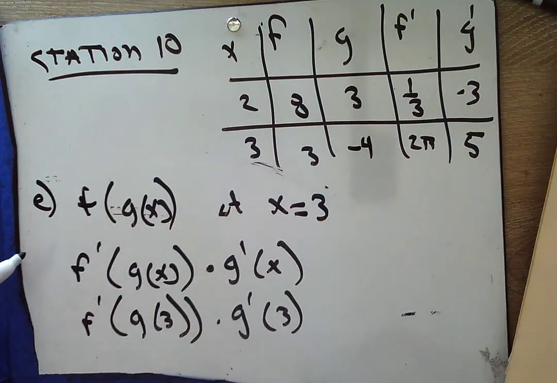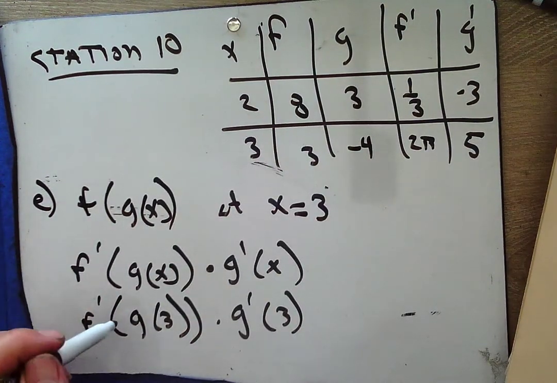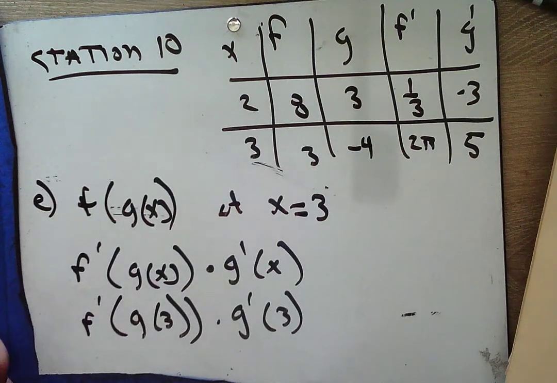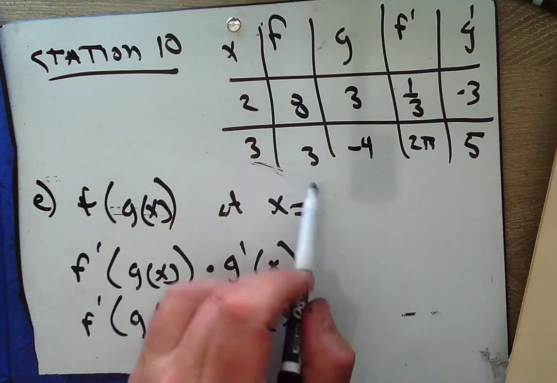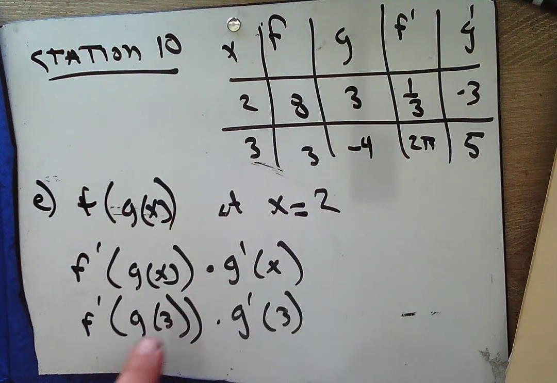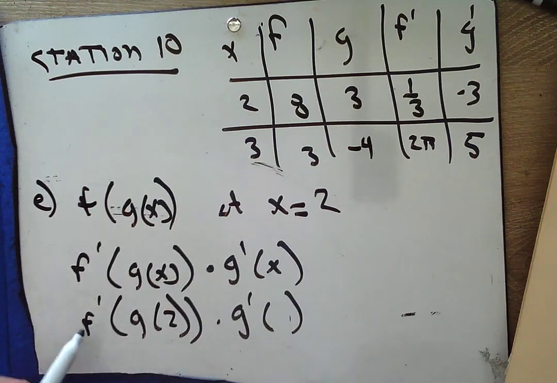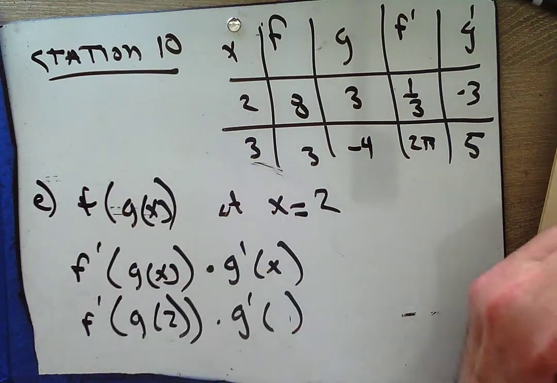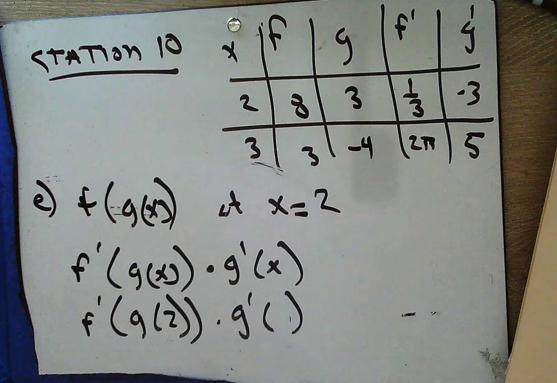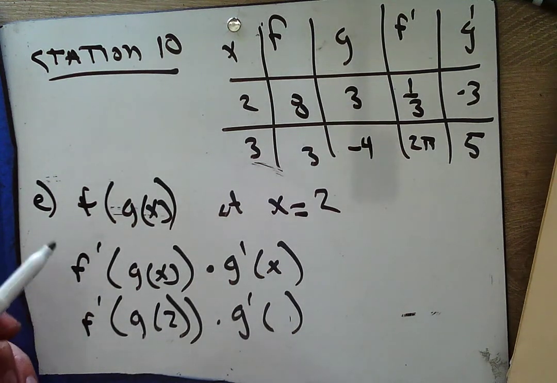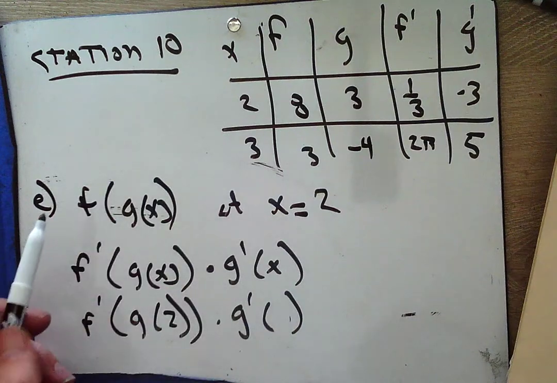Son of a bitch. I thought I had fixed all those problems. Grrr. Does it work with g of 2? Maybe I want 2. Let's see if that fixes it. g of 2 is 3. f prime of 3, yes. So that has to be fixed. That's at 3. Okay, I'll get that fixed by the time you look at the stations. This won't be there anymore.